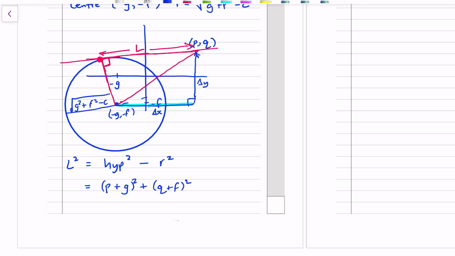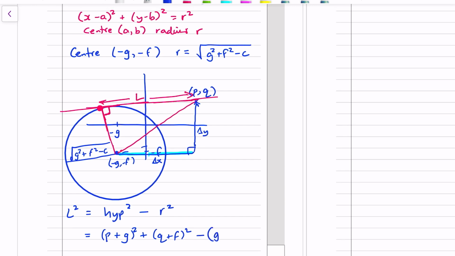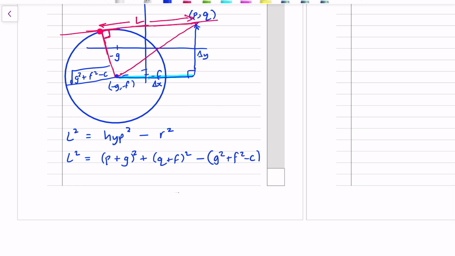And that's the distance squared. So I could put the square root in it, but then I'd have to square it again. Minus the radius squared. What was the radius squared? It's g squared plus f squared minus c. The radius was the square root of that, but I'm squaring it. It's my length squared. Let's expand that out and tidy it up a little bit.